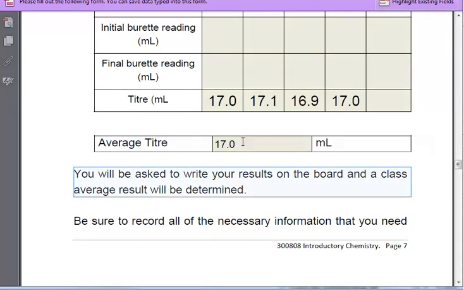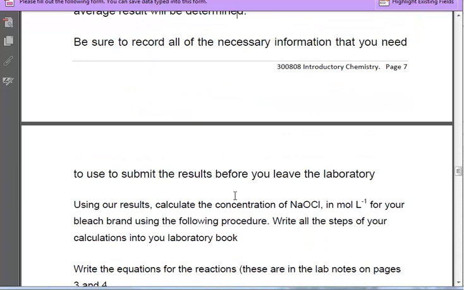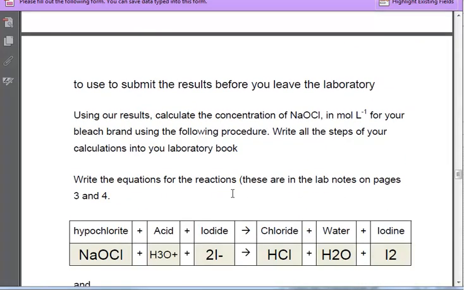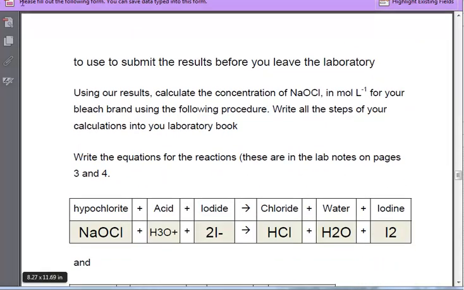It should be to just 3 significant figures, but it's producing it to 4. Okay. Then we need to look at the equation, and the reaction that we're doing is that the thiosulfate, the hypochlorite, is reacting with acid to form 2 iodides.